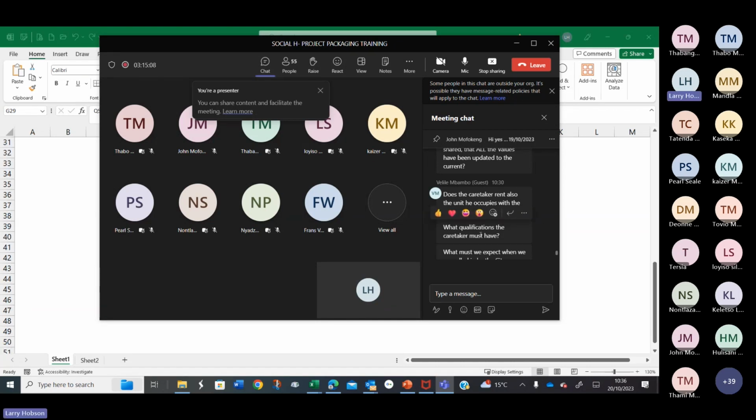What qualifications? Well, I don't know if that would be dependent on each organization yourselves. Some caretakers are highly qualified, some have no qualifications. The important thing is that they can do their work. They can be the handyman fixing things. They can raise questions to the management when they need to be raised, all that kind of stuff. So I don't think there's a blueprint on what qualifications they need.